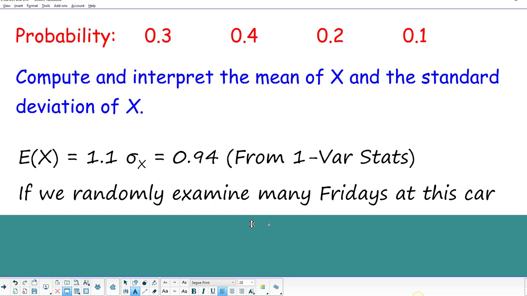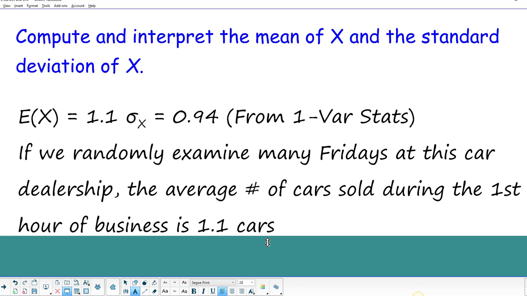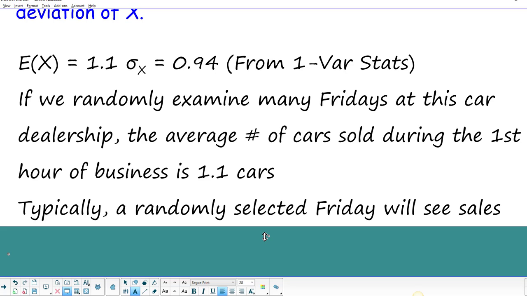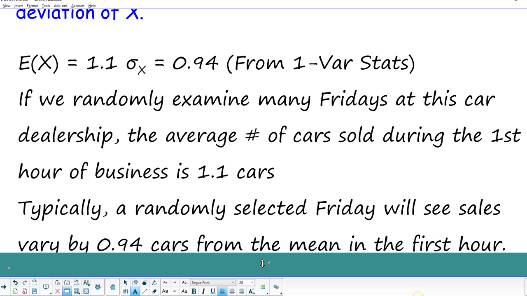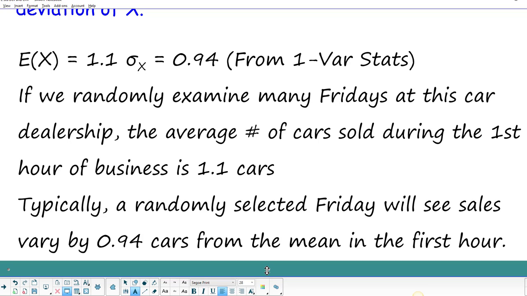If we randomly examine many Fridays at this car dealership, the average number of cars sold during the first hour of business is just 1.1 cars. Now, typically, a randomly selected Friday will see sales vary by 0.94 cars from the mean in the first hour. That's the interpretation. And so what you think about this means there's actually a lot of variability, okay?